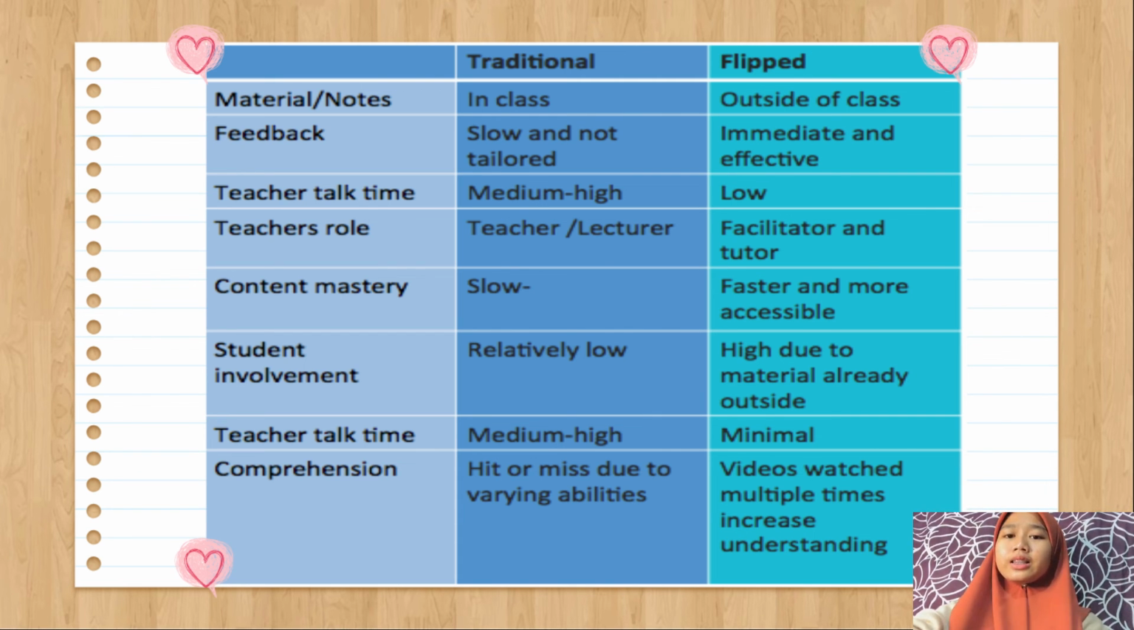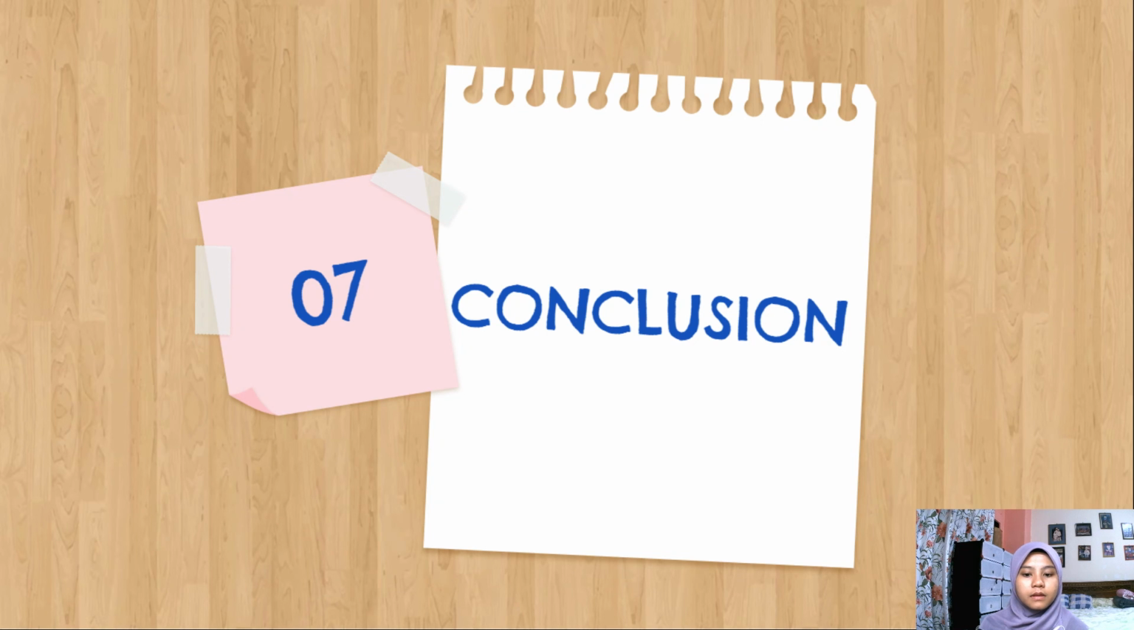Furthermore, student involvement is relatively low in traditional and may be hidden in a flip, because the material is already given outside the classroom. Last but not least, the comprehension may be hit or miss due to the varying abilities, while for flip, it may increase their understanding of the topic because the students might watch the videos multiple times.